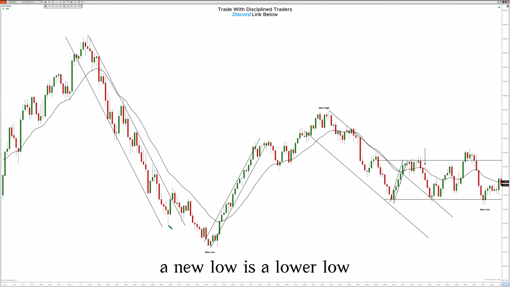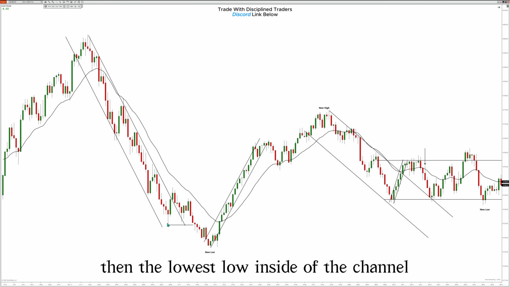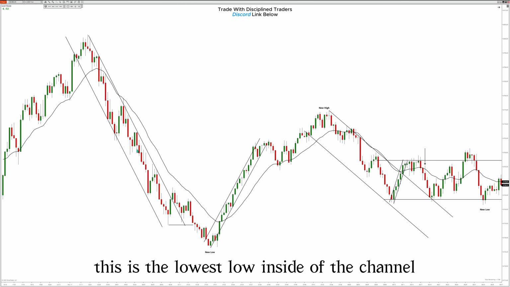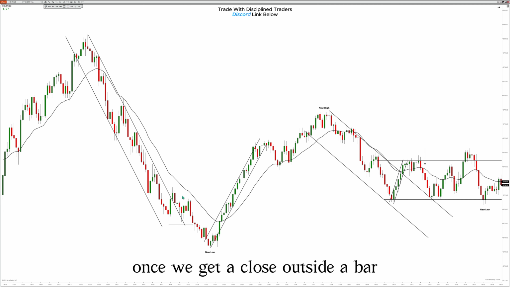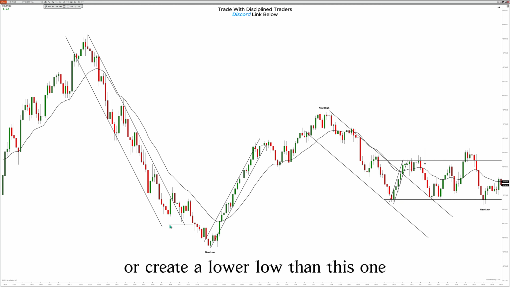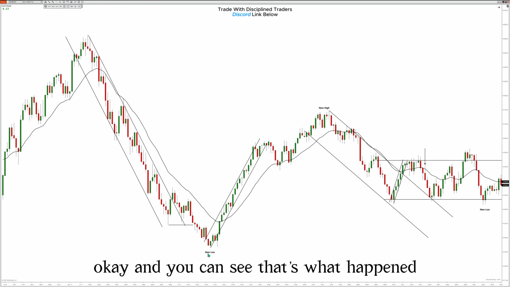A new low is a lower low than the lowest low inside of the channel while it was still in play. So you can see this is the lowest low inside of the channel. Once we get a close outside, a bar outside of this channel, we expect price action to test or create a lower low than this one. Okay, and you can see that's what happened.